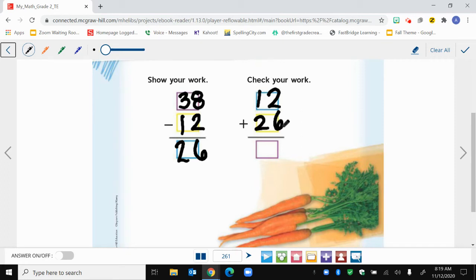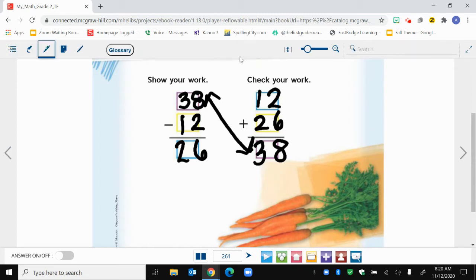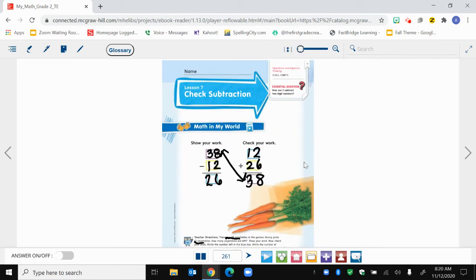If I do 2 plus 6, 6, 7, 8, and then I do 1 plus 2, I would get 3. Are these two numbers the same? The two numbers in the purple boxes? Yes, they are, right? That means I got the answer right. If you ever do this and you get a different answer when you add, that means your subtraction numbers are not the right answer. This is a good thing to do to make sure we're getting the right answers, because a lot of times, guys, we know how to do the problems, but we just subtract wrong, right?